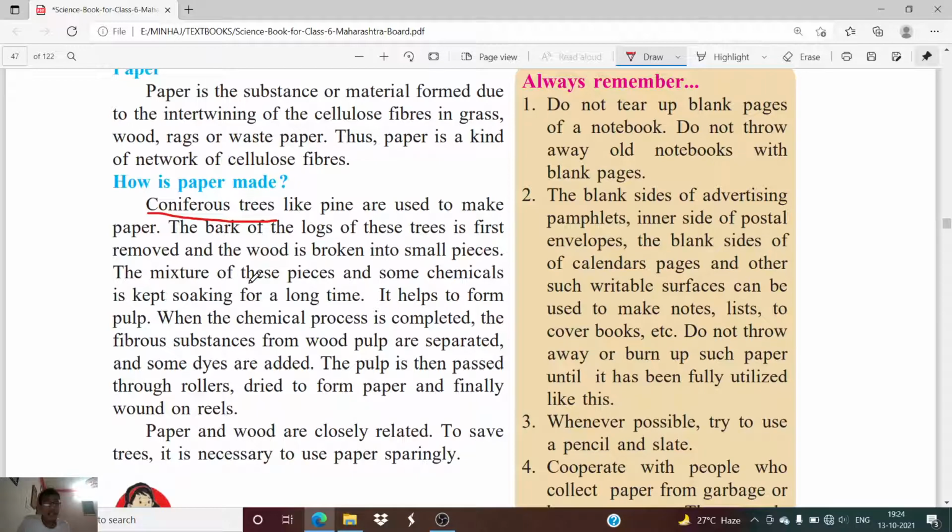The mixture of these pieces and some chemicals is kept soaking for a long time. So after breaking the wood into small pieces, the wood pieces are mixed with the chemicals and kept for soaking. It helps to form pulp. Now, when the chemical process is completed, the fibrous substances from the wood pulp are separated and some dyes are added. The pulp is then passed through rollers, dried to form paper, and finally wound on reels.